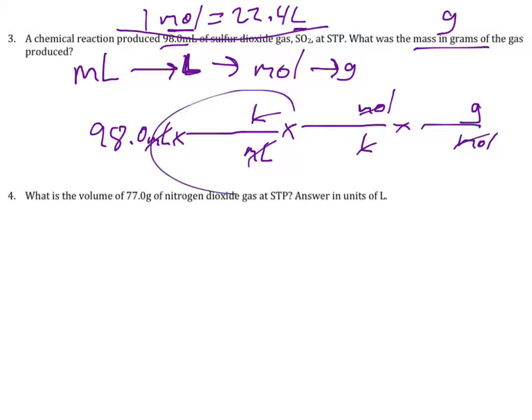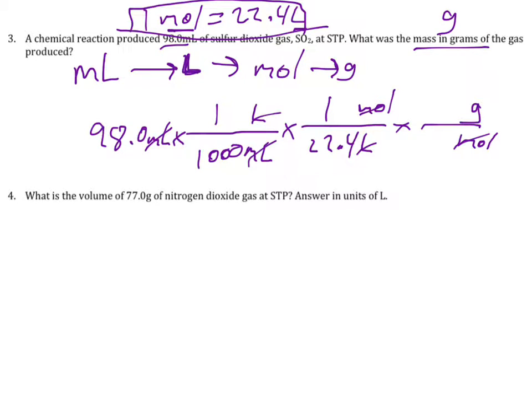Now, when we go in between milliliters and liters, we know that 1 liter is 1,000 milliliters because we have the metric system memorized, or you can just Google it. Not on the exam, though. Then we can go liters to moles using this here. So we know that 1 mole is 22.4 liters.